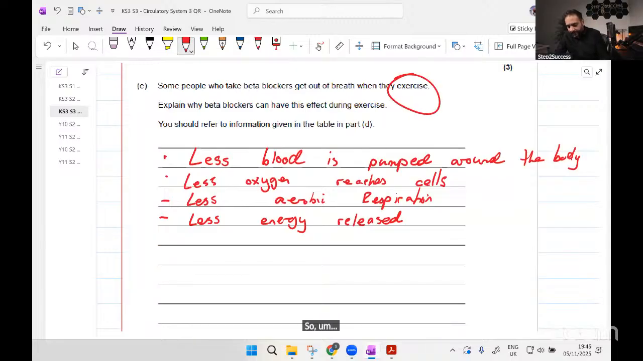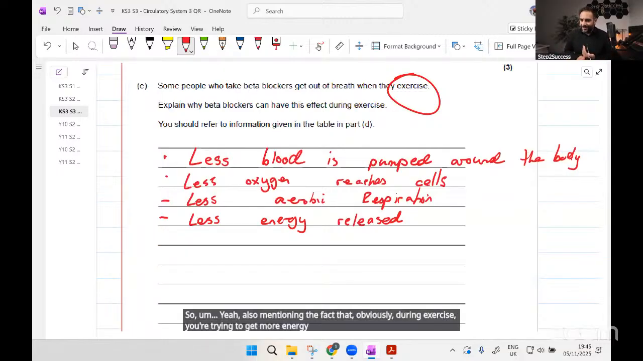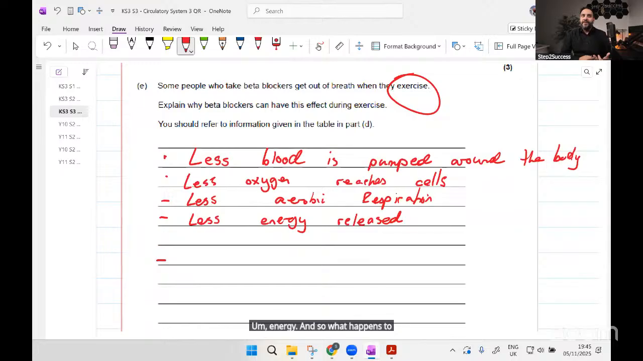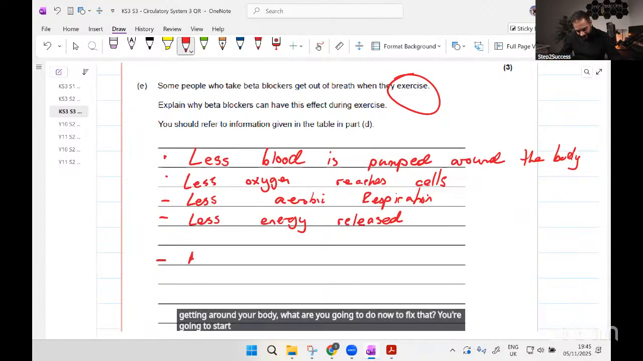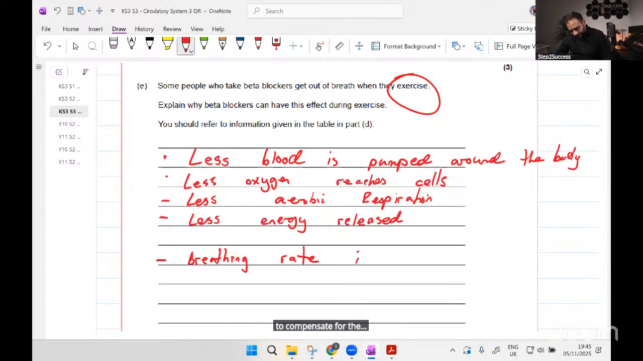Yeah, also mentioning the fact that obviously during exercise, you're trying to get more energy. But as a result of these beta blockers, you're getting less oxygen and less energy. And so what happens to your breathing rate, because you're trying to compensate for the fact that there's less oxygen getting around your body? What you're going to do now to fix that, you're going to start to breathe more heavily. So your breathing rate now increases to compensate for the lack of oxygen getting around your body.